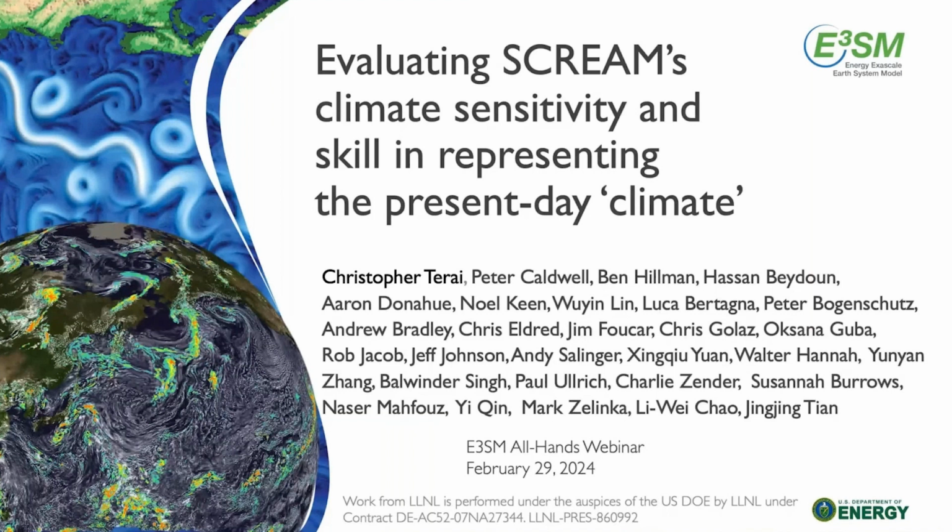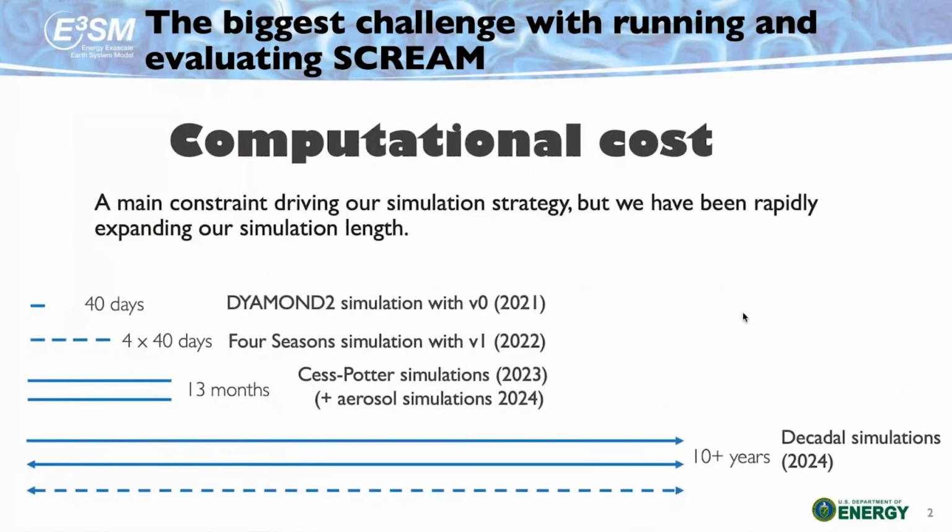That gets to the biggest challenge when it comes to running and evaluating Scream: computational cost. Even though it's amazing that we've been able to make use of the world's fastest supercomputer with the code changes to Scream, it's still a very expensive model because we have a horizontal resolution of about 3 kilometers and 128 layers in the vertical. That's been our main constraint driving our simulation strategy.